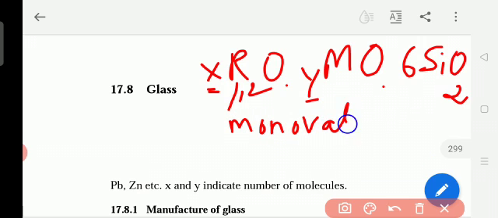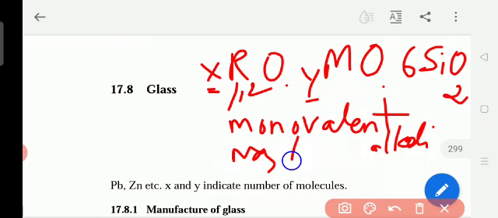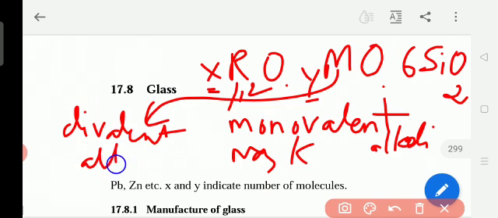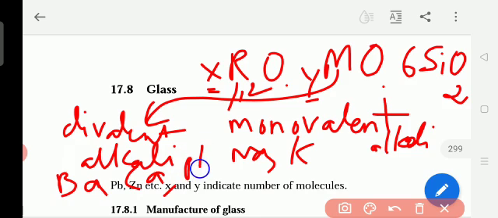Monovalent means what? Mono means one. Monovalent alkali. So in the R place we can keep sodium or potassium. And this M refers to the divalent metals, such as barium and calcium. Pb means lead and Zn means zinc. So this is the formula.